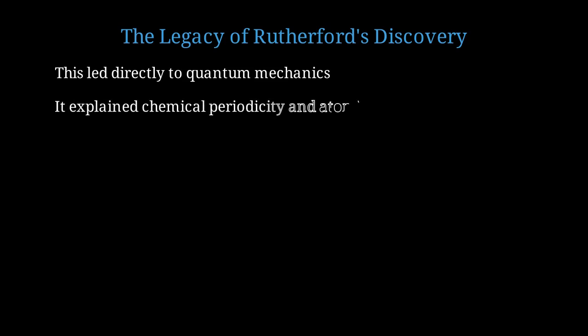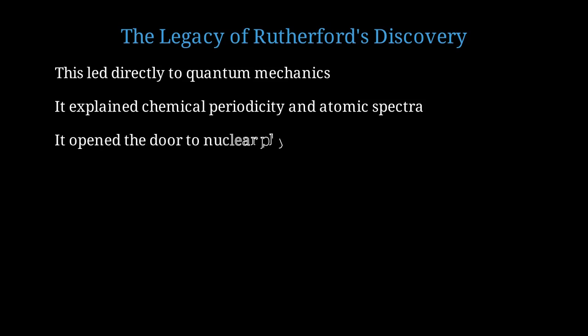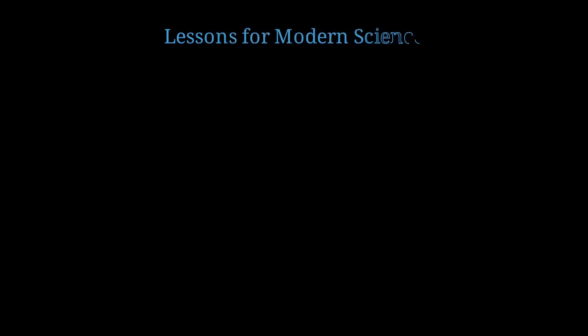The nuclear model explained chemical periodicity, atomic spectra, and countless other phenomena that were mysterious under the plum pudding model. Most importantly, it opened the door to nuclear physics, leading to our understanding of radioactivity, nuclear fission and fusion, and the energy source of stars. What lessons can modern scientists learn from Rutherford's methodology?